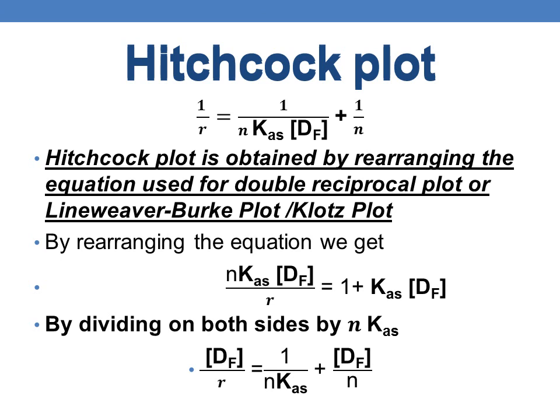Hitchcock's plot is obtained by rearranging the equation used for the double reciprocal plot or Lineweaver-Burk plot. 1/R = 1/(NKs[Df]) + 1/N. And by rearranging the equation we get NKs[Df]/R = 1 + Ks[Df]. And by dividing on both sides by NKs, we get [Df]/R = 1/(NKs) + [Df]/N.